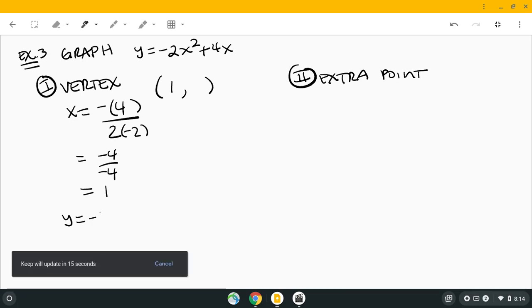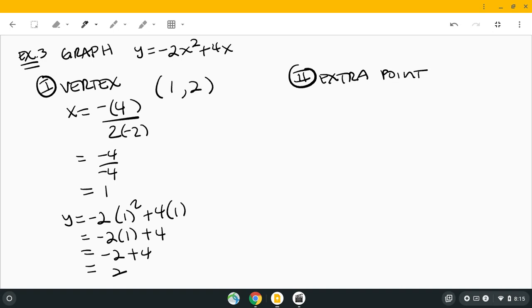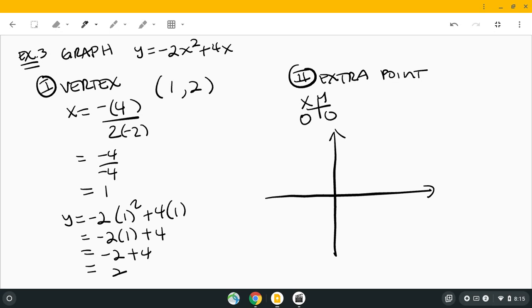Let's find the y value. Okay, hold on a second. I hope it doesn't update right in the middle. Okay, hold on a second. -2 times 1 squared plus 4 times 1. So we get -2 times 1. Got to do the exponent first. Then now you can multiply. And we get 2. Okay. Extra point, I'm going to choose 0. Okay, remember you can't choose this value. So I can't choose 1. So I'll choose 0. When I plug in 0, I actually get 0. I'll let you verify.